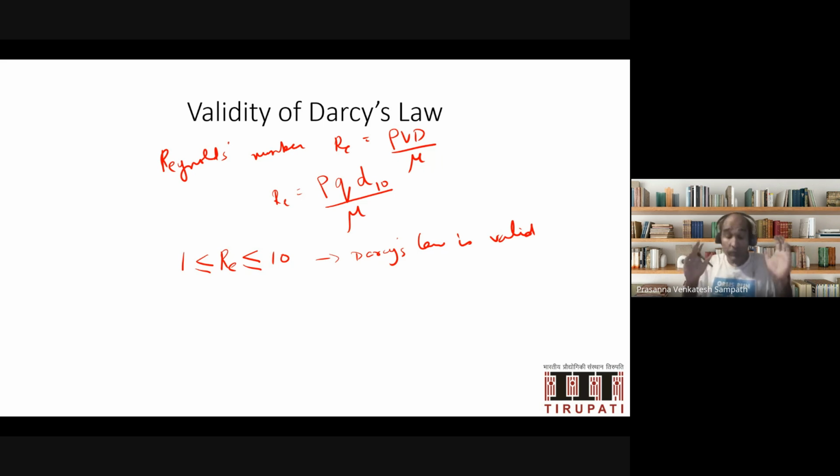But fortunately for us, in a wide variety of situations, Reynolds number falls between 1 and 10, and therefore we can happily use Darcy's law for all practical purposes. In 99% of situations where you're dealing with groundwater flow in the real world, the Reynolds number is between 1 and 10, and therefore there's no need to worry about it. But for theoretical purposes, it's important for us to understand that there is a limit to Darcy's law.